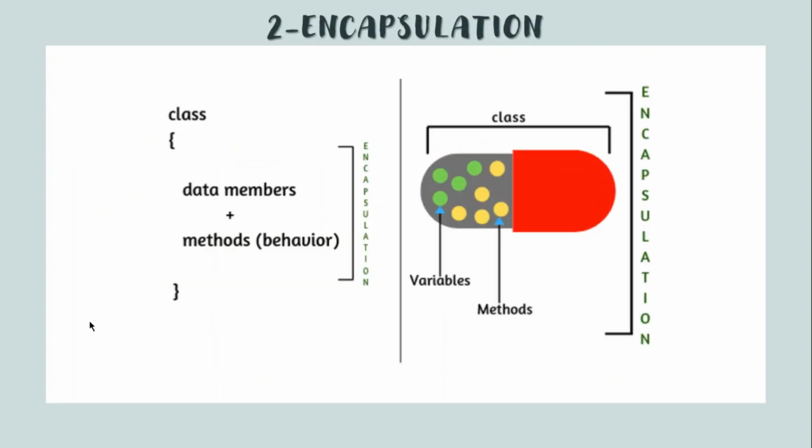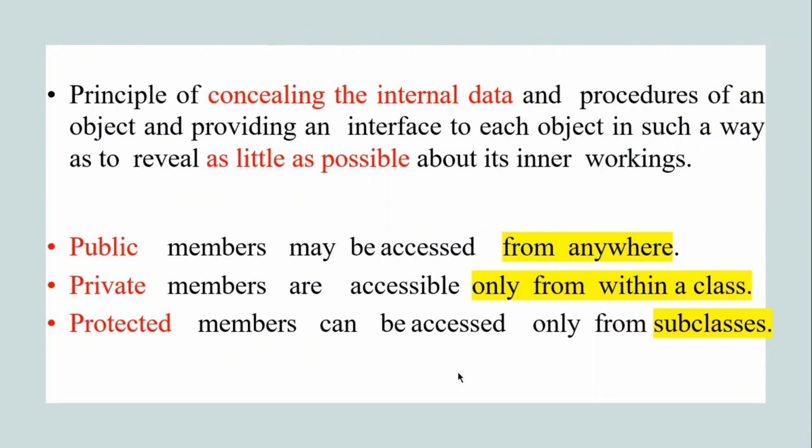Now let's talk about encapsulation. As you can see in this picture, this is our class and this is the capsule, and we can see that it is encapsulating everything inside it, the variables and the methods. So basically the class is encapsulating the variables and the methods, or the properties and the methods, inside an object. Encapsulation, by definition, is the principle of concealing the internal data and procedures of an object and providing an interface to each object in such a way as to reveal as little as possible about the inner workings.